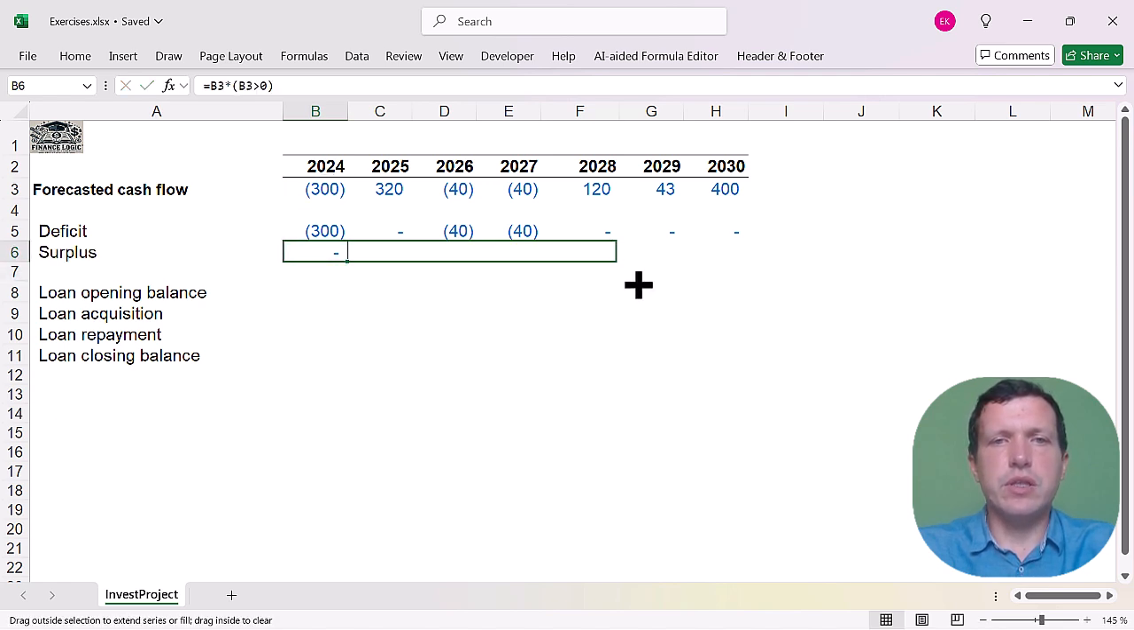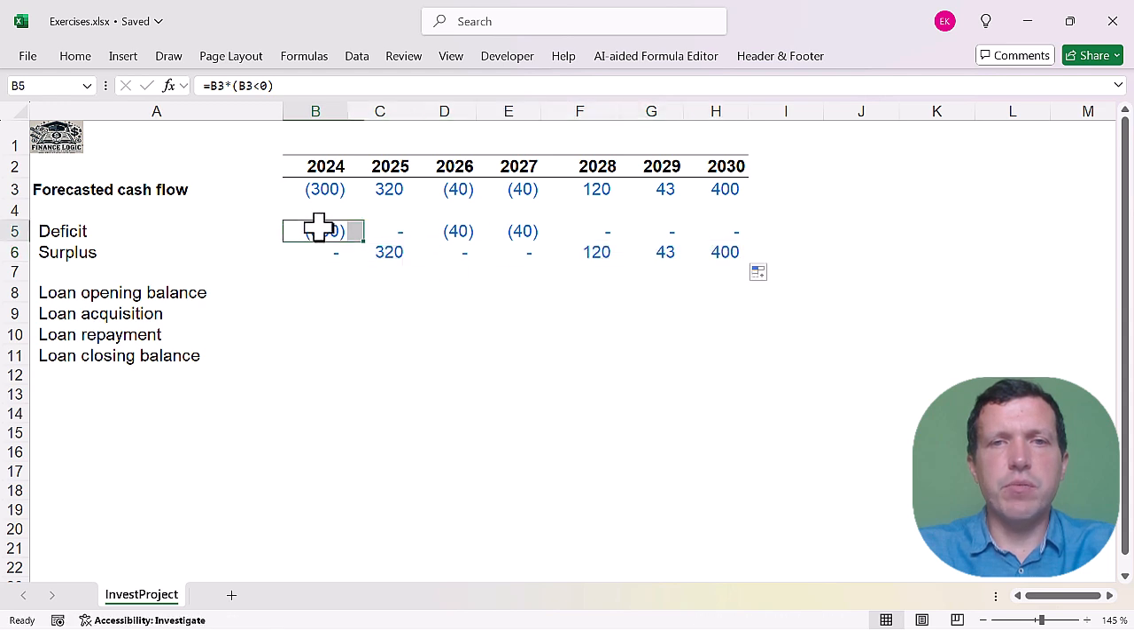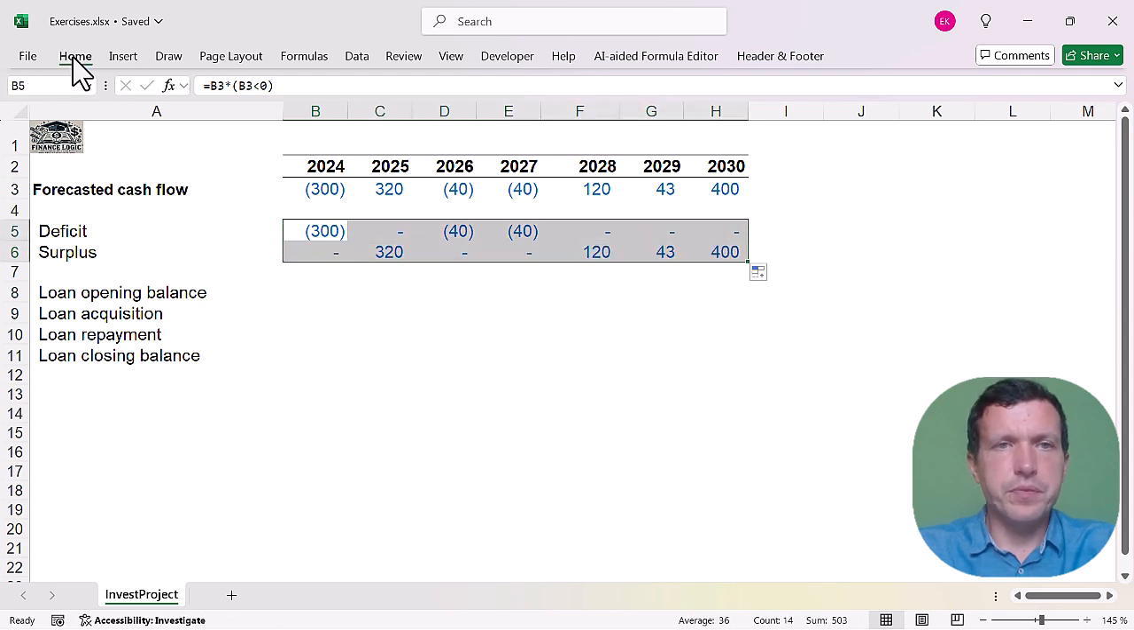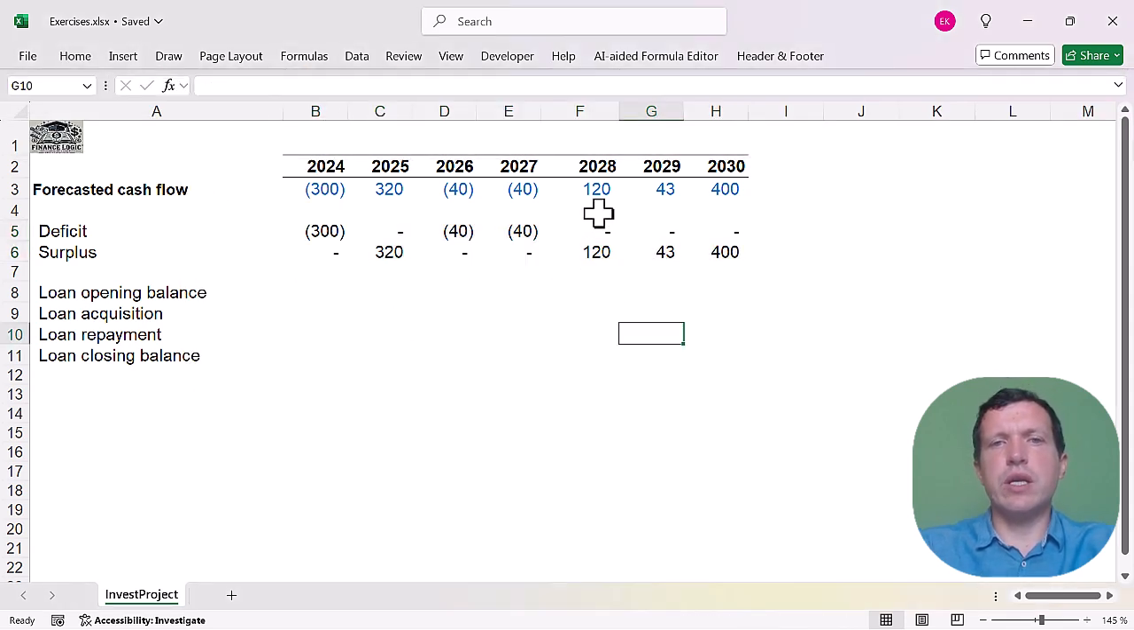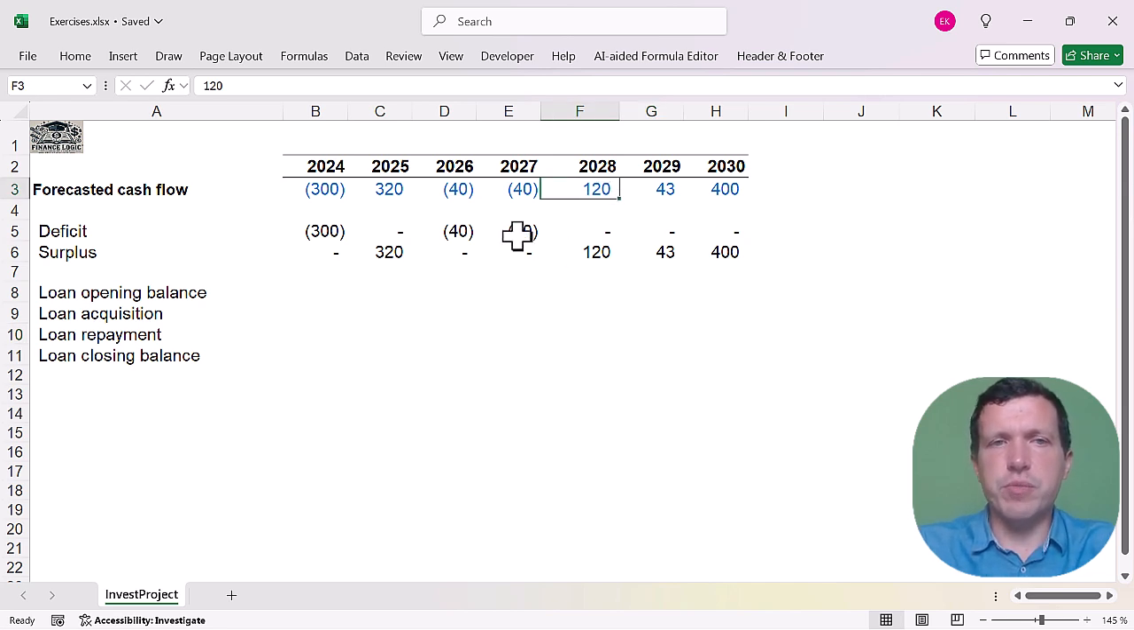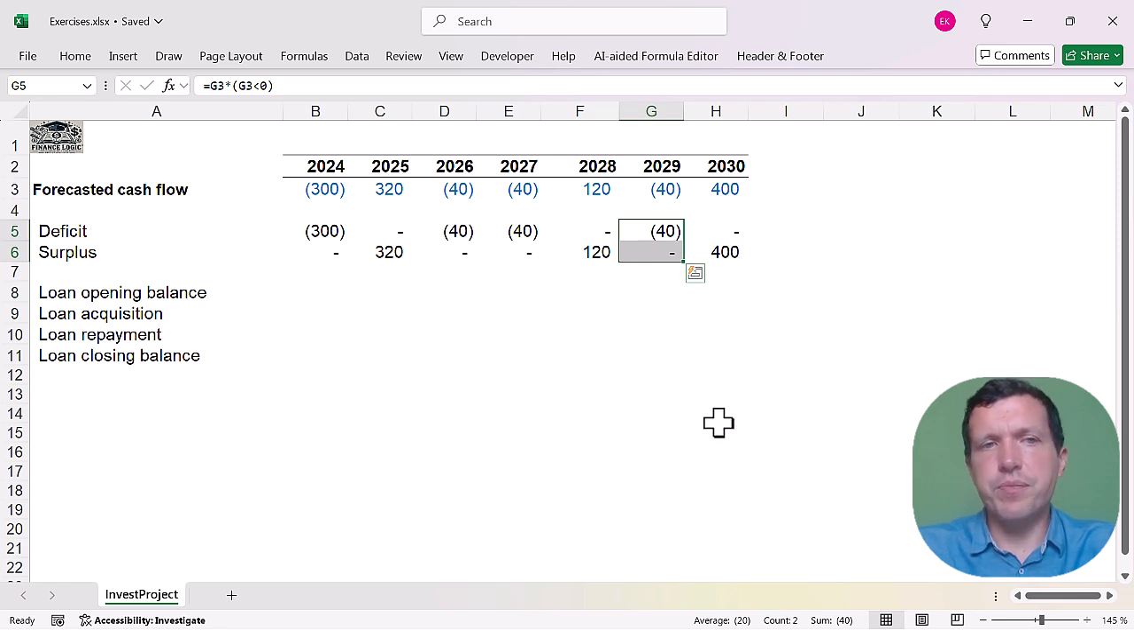So as a result I have split my cash flow pattern into two separate lines, and these two lines are updated automatically. It means when I change, for example, my cash flow in some year from plus to minus, I have appropriate update in my deficit and surplus separation.